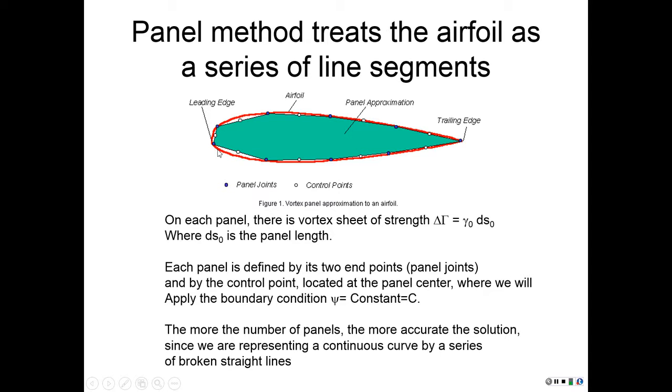It's very important to capture the leading edge region because a lot is going on there. The more panels, the more accurate the solution, because we are representing a continuous curve by a series of broken straight lines. But this costs a lot. So in many computer codes such as Xfoil, you may use about 100 panels. In my example program, you may use just 33 or 65. Some very small number of panels is what you use.